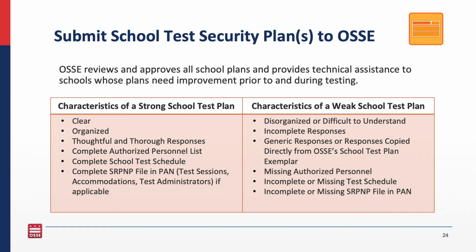OSSE reviews and approves all school test plans and provides technical assistance to schools whose plans need improvement prior to and during testing. Over the years, we have identified characteristics of strong and weak school test plans. Strong school test plans are plans that are clear and organized. The responses are thoughtful and tailored to the unique circumstances that your school may need. Strong test plans are also thorough and have complete sentences and are easily decipherable.